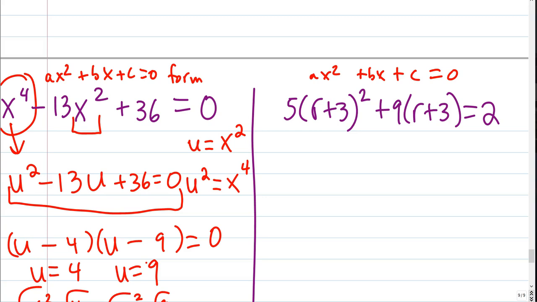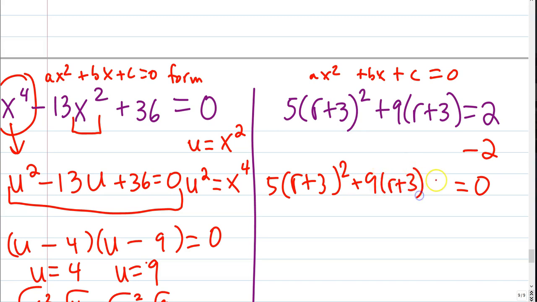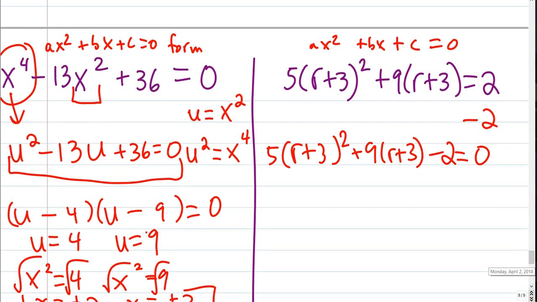So what do we do on this next one? Well, first of all, it's not in the right form. I need it set equal to 0. So I'm going to move the 2. So 5(r plus 3) squared plus 9(r plus 3) minus 2. I'm going to call this quadratic in form. Like, how the heck could you even dream to do that? Well, look, isn't this a something squared plus b times something plus c equals 0? So it is quadratic in form.